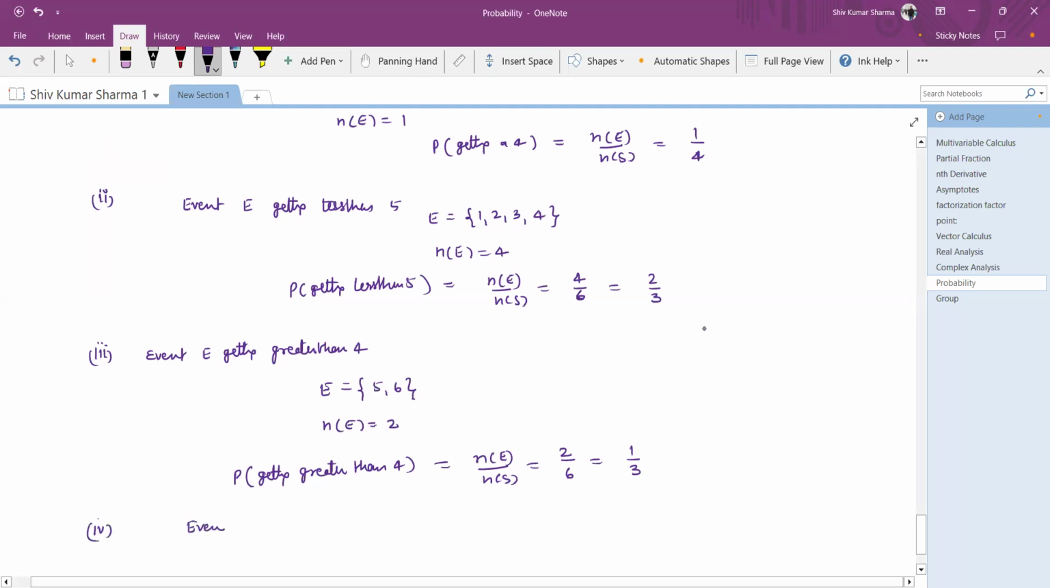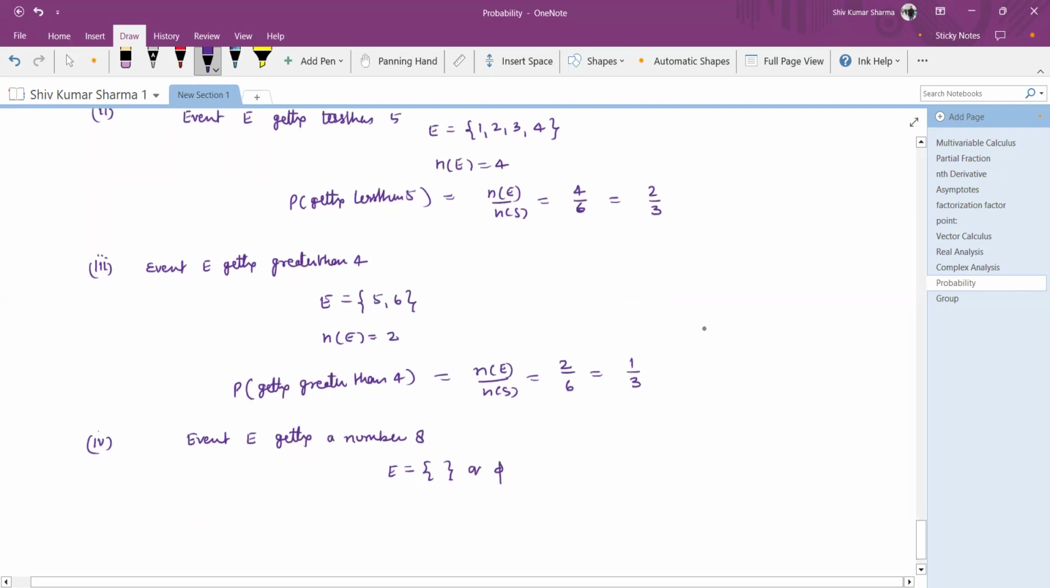Event E, getting a number 8. So getting a number 8, when we throw a dice, the dice having only 6 elements. That means 1, 2, 3, 4, 5, and 6. So event E contains only the empty set, or we can write it down as phi, which means an impossible event. So this type of event is called an impossible event.